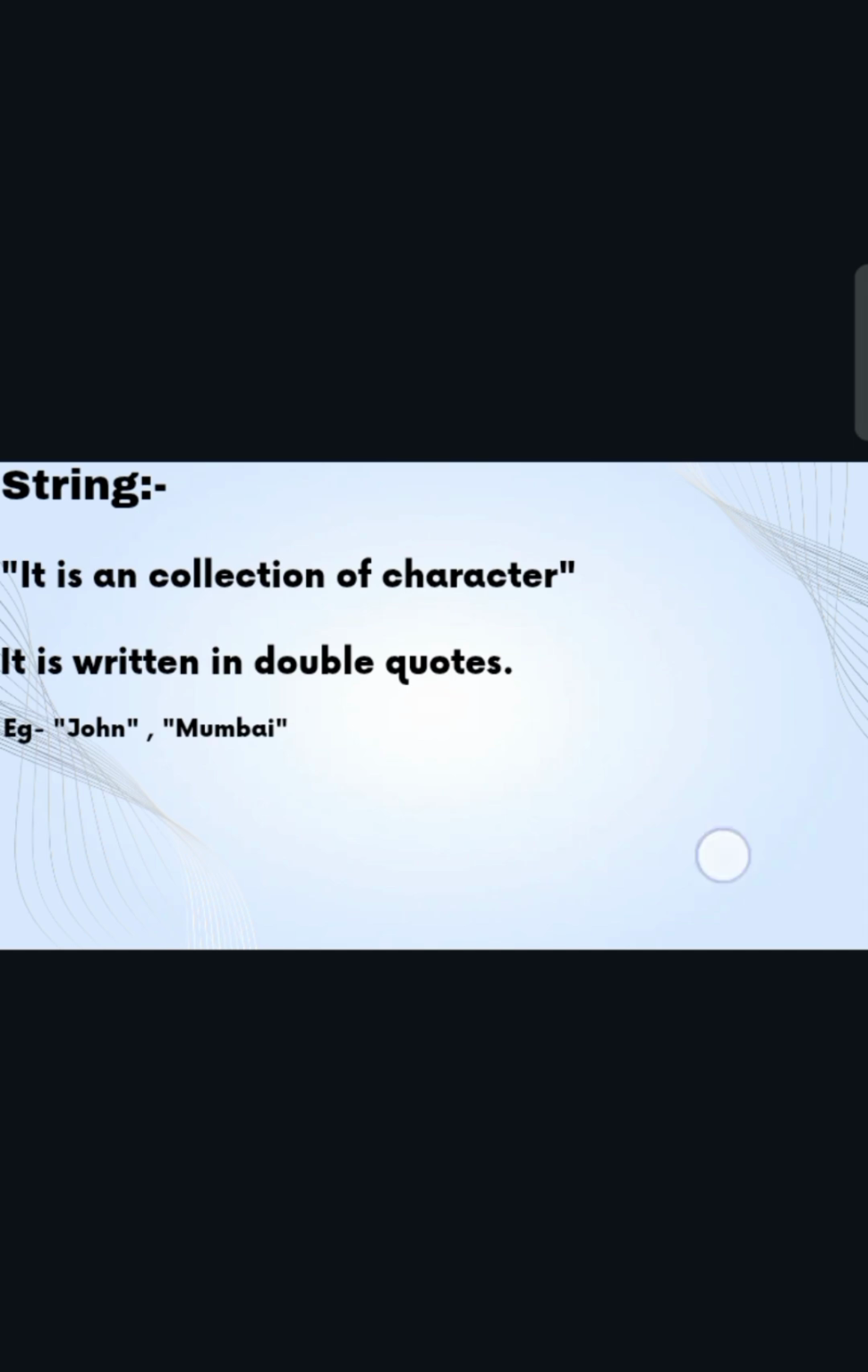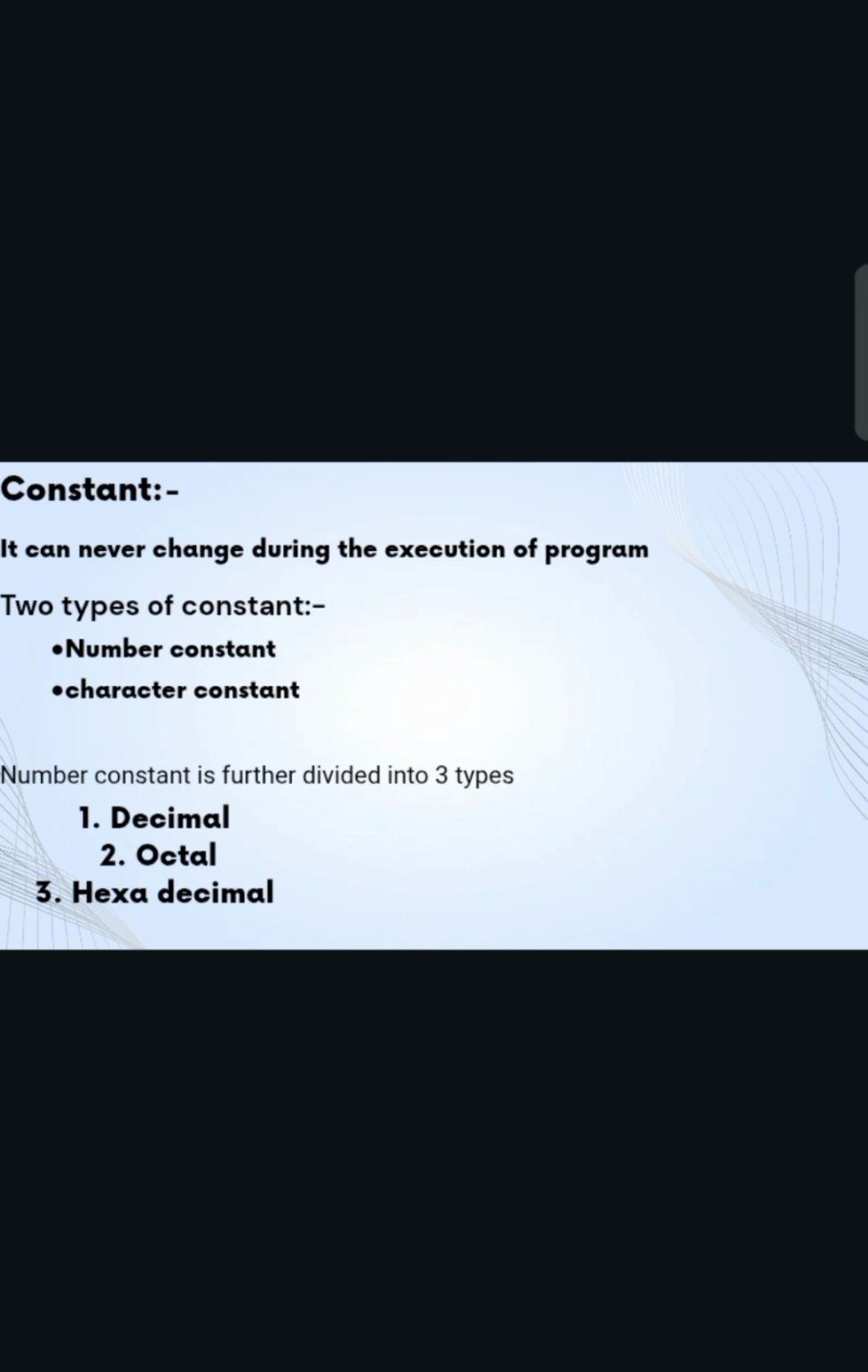The next is constant. The name is sufficient to give us the meaning. It has a fixed meaning which can never change during the execution of the program. There are 2 types of constant: number constant and character constant. The number constant is further divided into 3 types: decimal, octal and hexadecimal. We will discuss these 3 a little more.